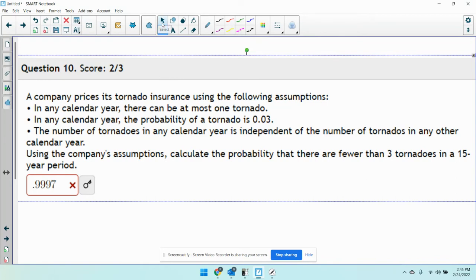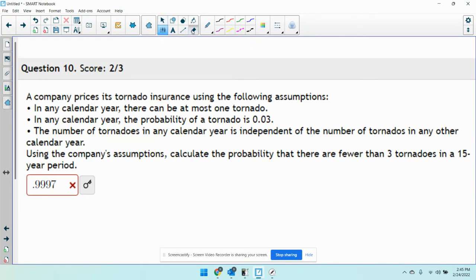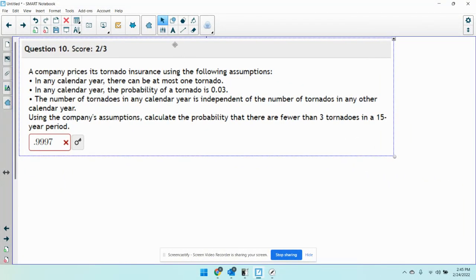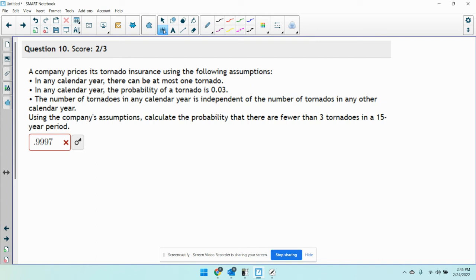This one here says a company prices its tornadoes insurance using the following assumptions. This is basically their fancy way of just telling you that the tornadoes follow the binomial distribution. In any calendar year, there can be at most one tornado. So every year, there's either a tornado or there's not. In any calendar year, the probability of a tornado is 0.03. Doesn't change. So that's our p.